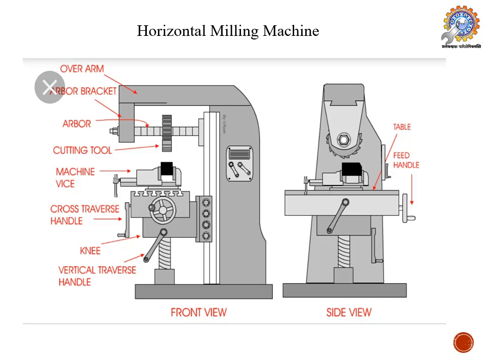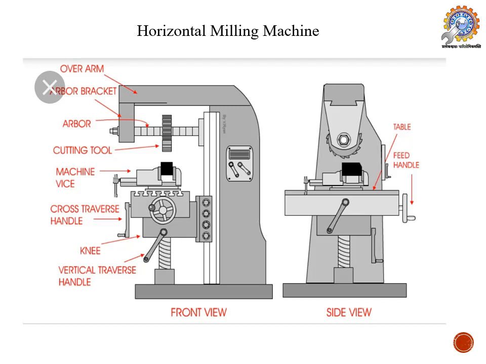Okay, let us now look into horizontal milling machine components or parts. The main parts are column, arbor, saddle, spindle, knee and table. Table is here. You can also see some of the other components like vertical traverse handle, cross traverse handle and machine vise for fixing the workpiece.